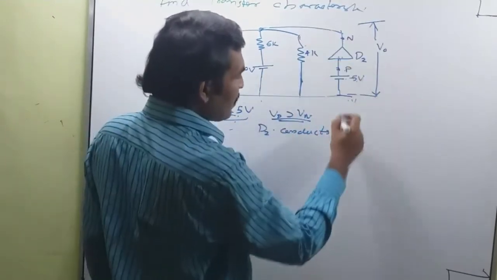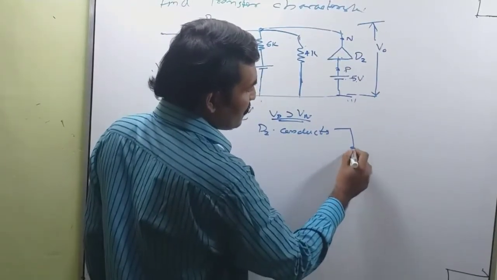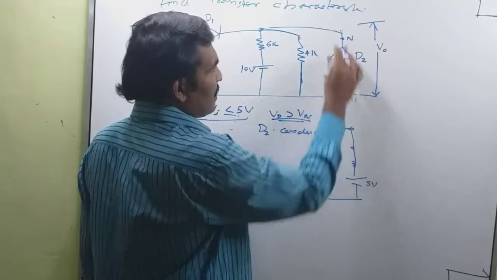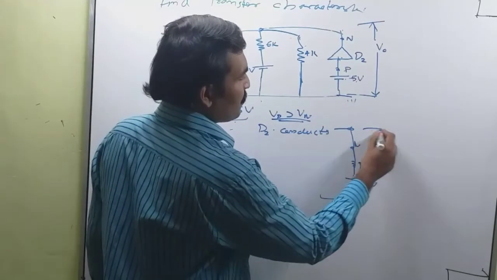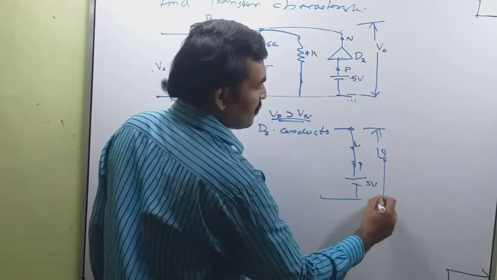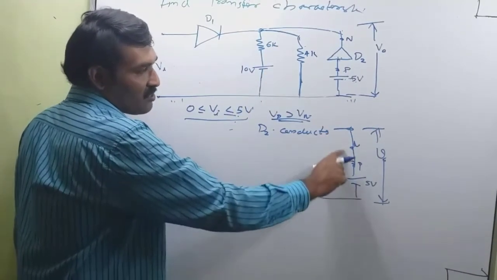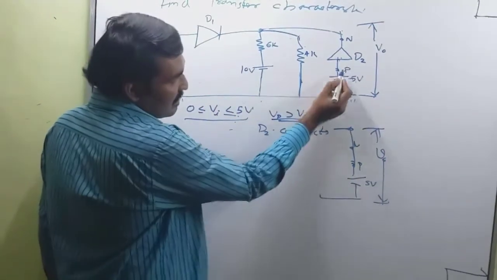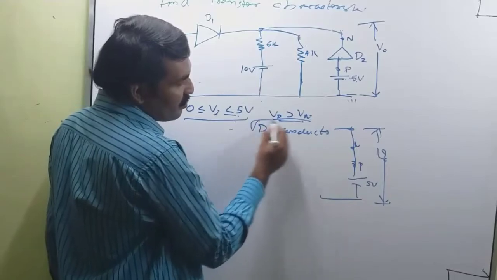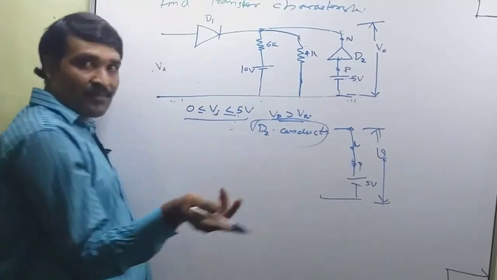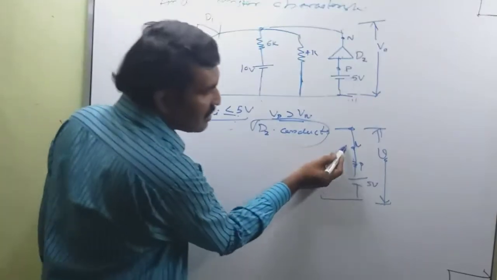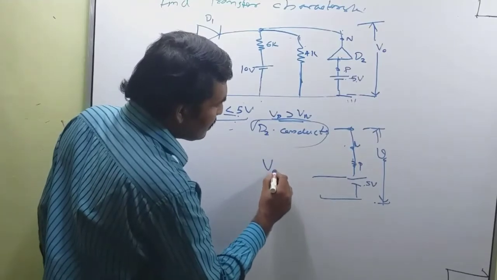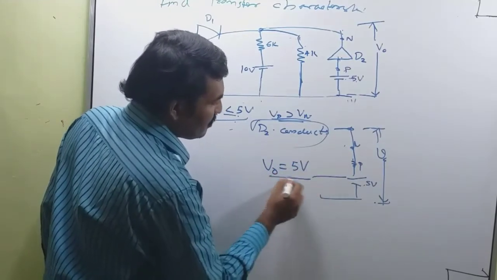So this branch looks like this: the diode is closed, then we have a 5 volt battery. This is NP closed, and this is our output. So what is the voltage across this branch under this condition, 0 less than or equal to Vi less than or equal to 5? Vp, the voltage at the anode, is greater than at the cathode, so D2 conducts and the switch is closed. The diode is considered a closed switch. So this is the circuit, and the voltage across this element is 5 volt. So output voltage is equal to 5 volt.